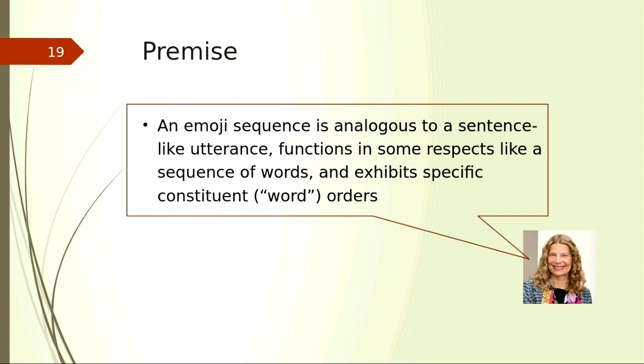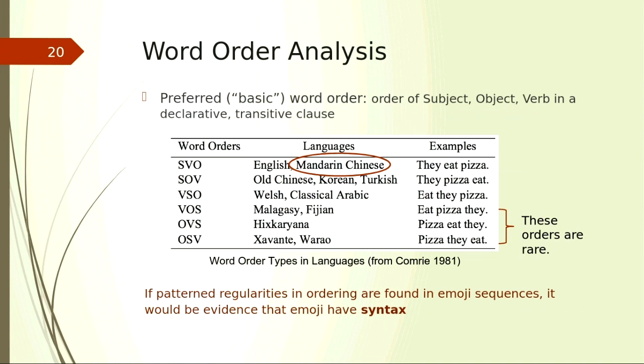So I start with the premise that an emoji sequence is analogous to a sentence-like utterance, functions in some respects like a sequence of words, and exhibits specific constituent orders, which I will refer to as word orders for convenience. And it follows, therefore, that we can use word order analysis as a method to analyze emoji sequences. Word order analysis is based on the notion that languages tend to have a preferred or a basic word order, by which they mean the order of subject, object, and verb in a declarative transitive clause that is also pragmatically neutral. Nothing is particularly being emphasized.